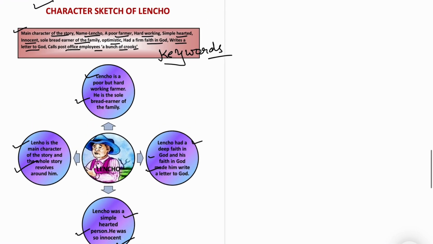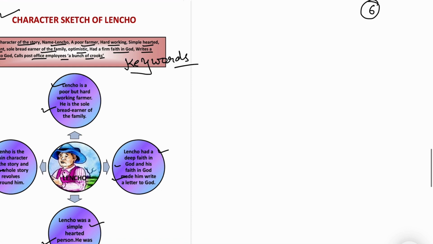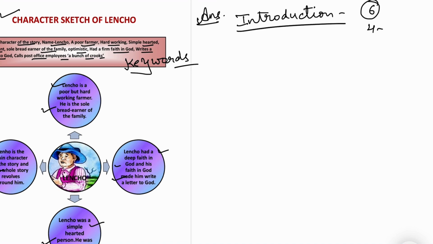Now, how to present while writing a character sketch? Suppose this question is of 6 marks. Then writing only these 4 points, you won't get 6 marks. So how to write any character sketch? First of all, when you answer, start with the general introduction of the chapter, 4 to 5 sentences about the chapter.